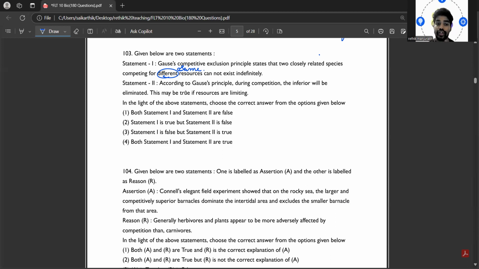Clear? Statement 2 says that according to the Gause principle, during competition the inferior will be eliminated. That may be true if resources are limited. If the resources are limited, obviously the inferior will be eliminated and the superior is going to take the leading position.